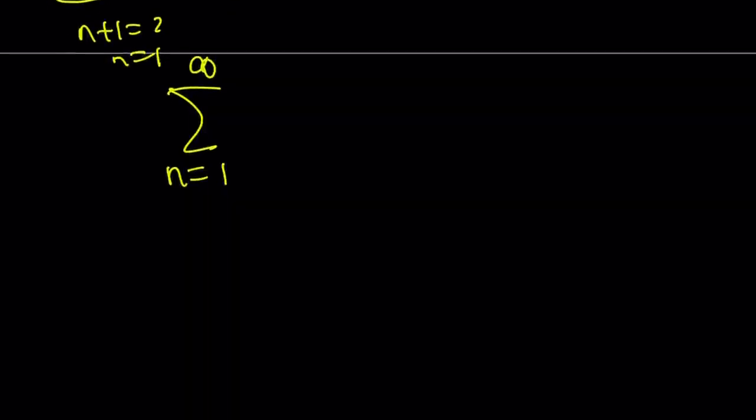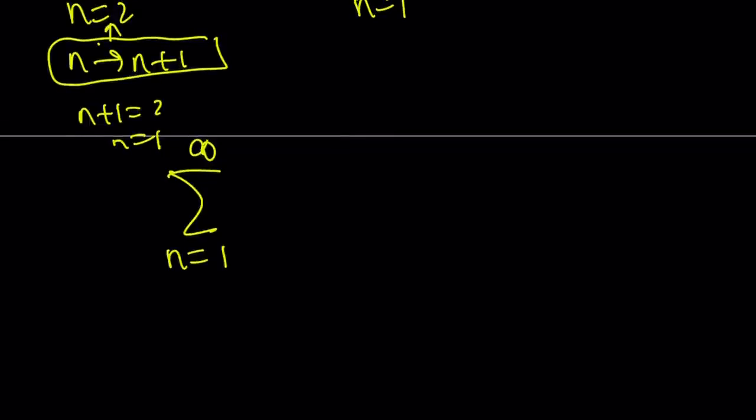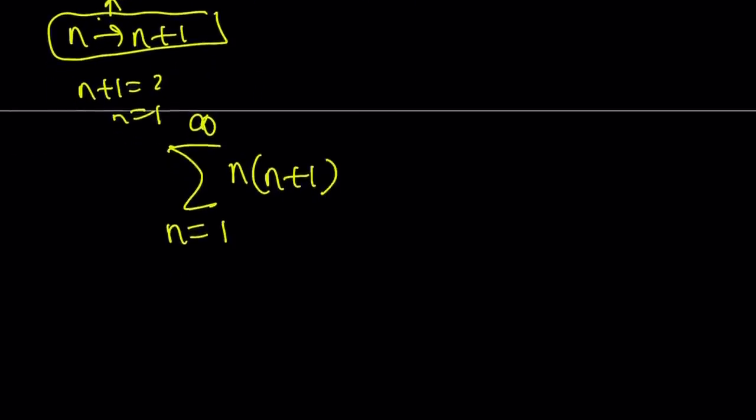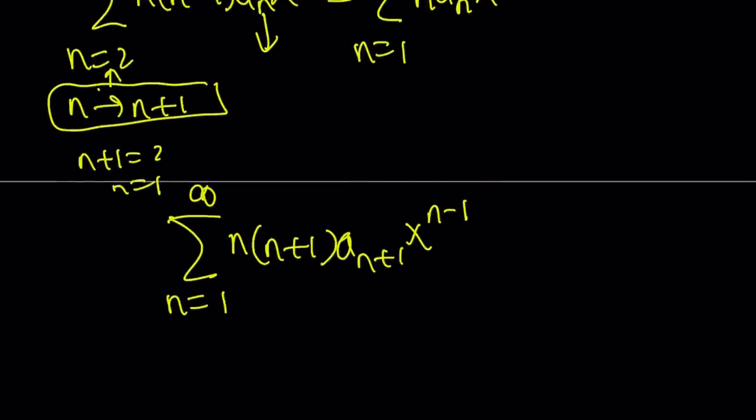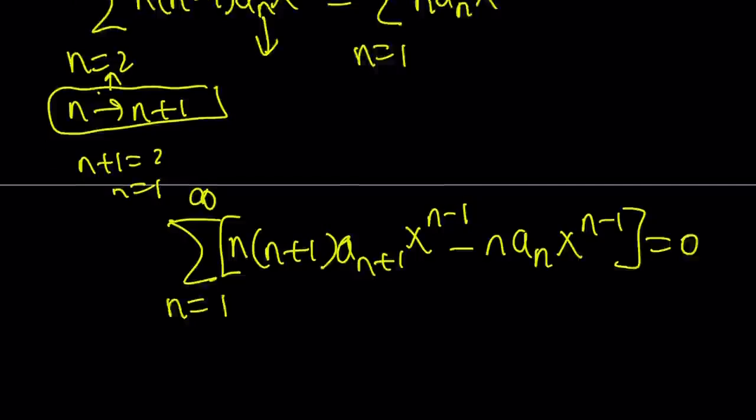So it's going to be n equals 1 through infinity, and now we're replacing n with n plus 1, so we get n times n plus 1, and remember this becomes a sub n plus 1, and then this becomes x to the power n minus 1. The other one is just going to stay the same, and I'm subtracting it, so let's subtract them now, since they have the same starting n value. The second one is not going to change, so it's just n a sub n x to the power n minus 1. And this whole thing is equal to 0 because we're subtracting two things that are equal.